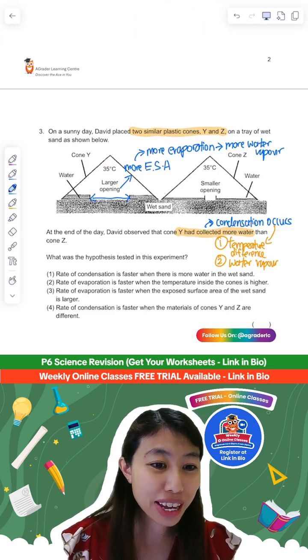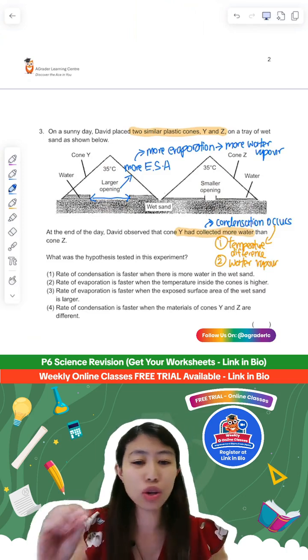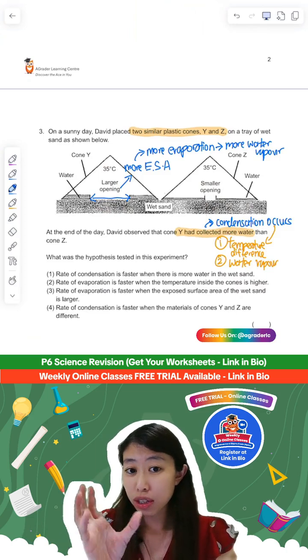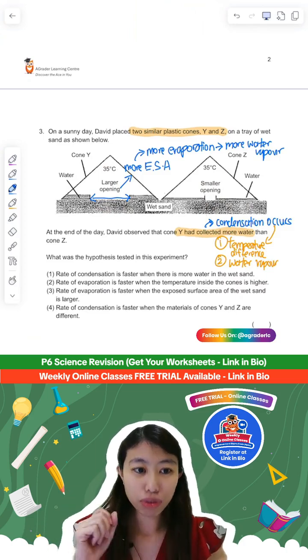A lot of you, yes. It's a very common question. They usually will change the exposed surface area of the object. So it's quite a very common question.